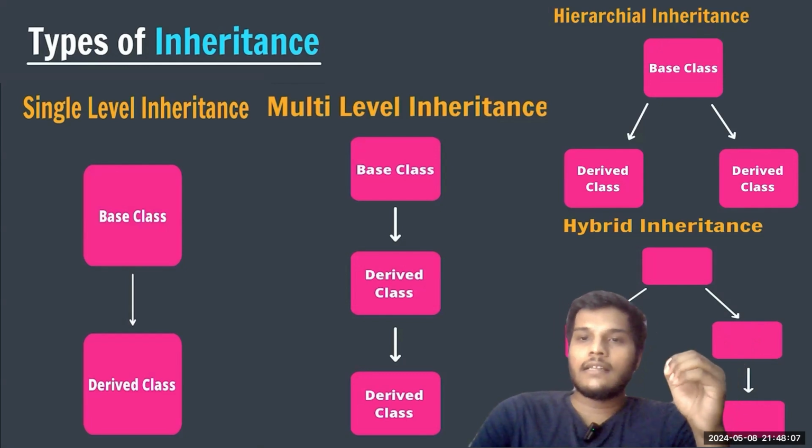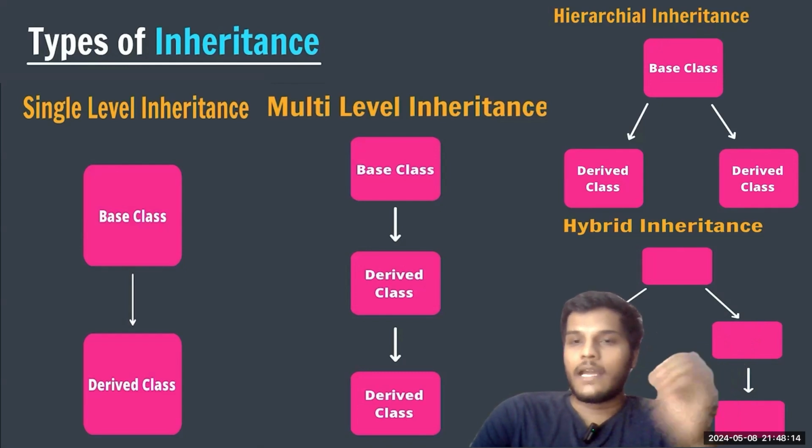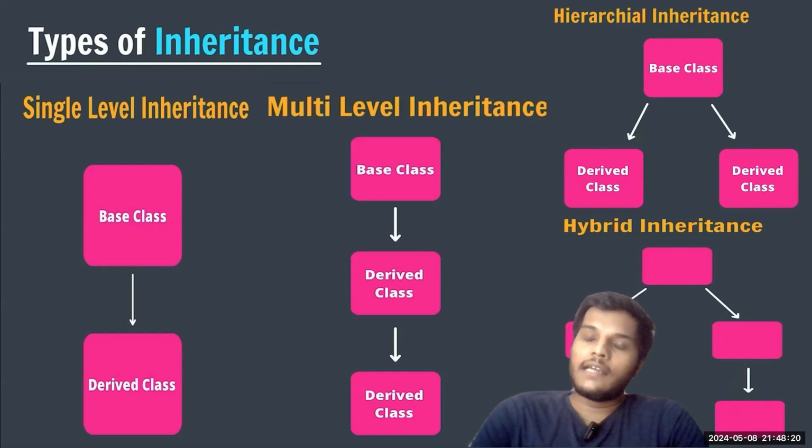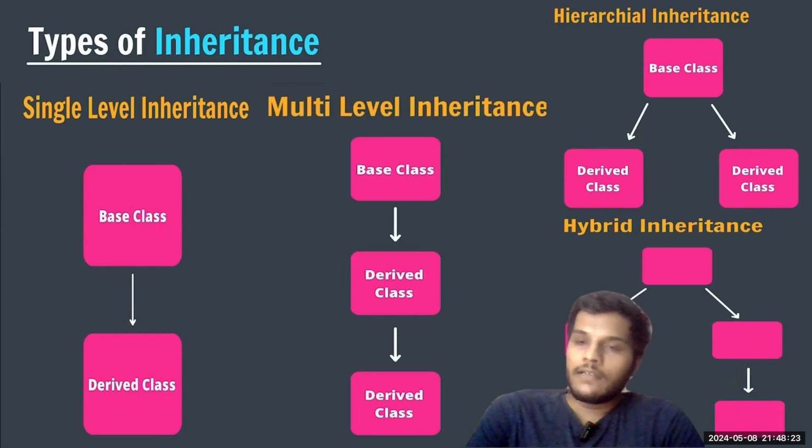Now we'll see hierarchical inheritance. It's like one father has two children. In our example, our fish class has extended the animal class. Similarly, our mammal class can also extend the animal class, because a mammal is also an animal. So this is hierarchical inheritance.